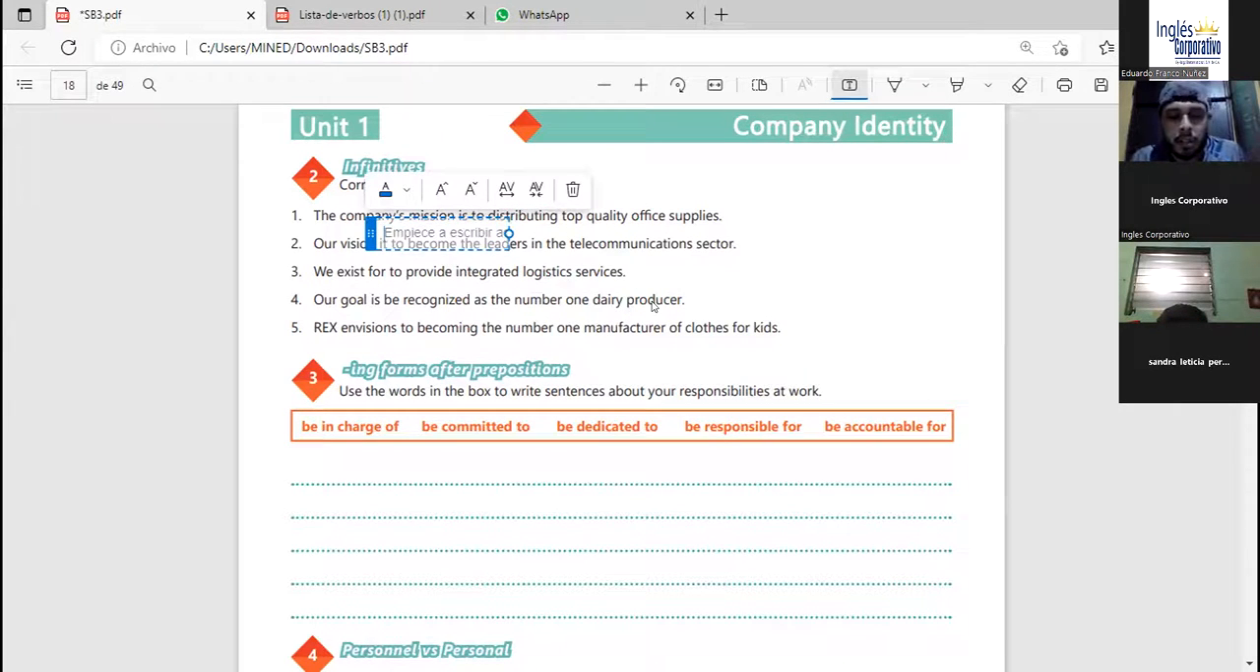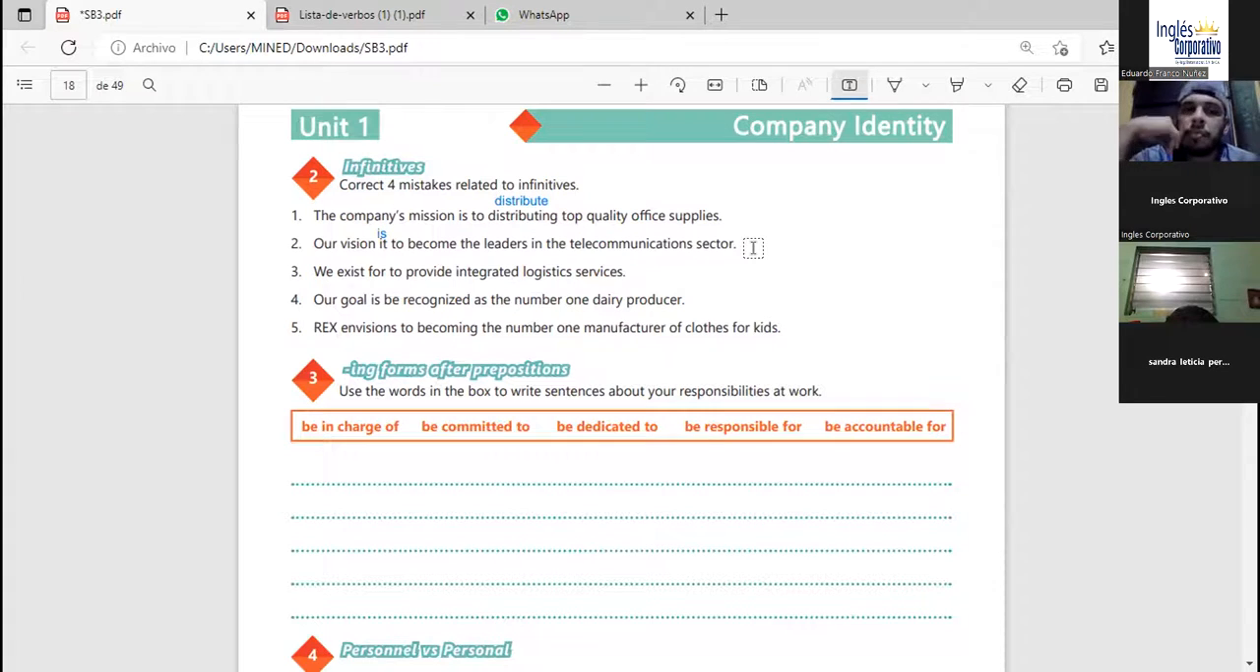Y for, vaya, is to become. We exist for, después del for tiene que ir ing, pero como es el infinitivo, nosotros existimos, are to provide. O is provide. Is to provide. Provide. La palabra for es la errónea. We exist to provide. Sí.